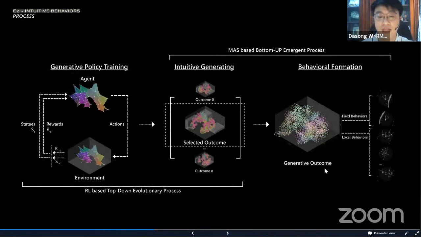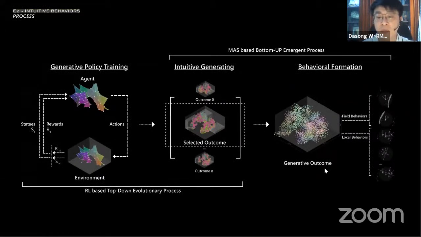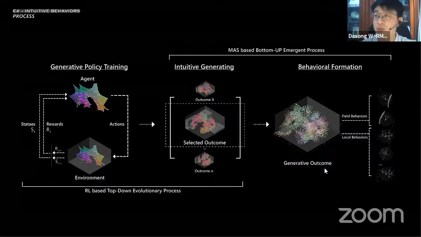Three major steps are structured to form the overall process. The first step, generative policy training, is the main step, which aims to train a generative system to achieve encoded global design intentions. The second one, intuitive generating, is a step in which a specific design context will be inputted to generate potential design outcomes. While in the behavioral formation, the selected outcome will be applied as a global topology to increase design complexity and resolution.